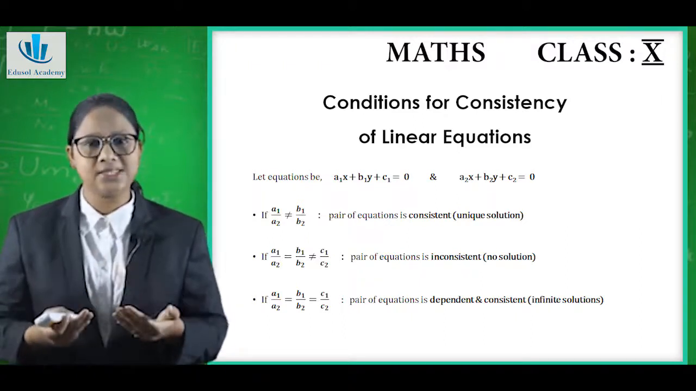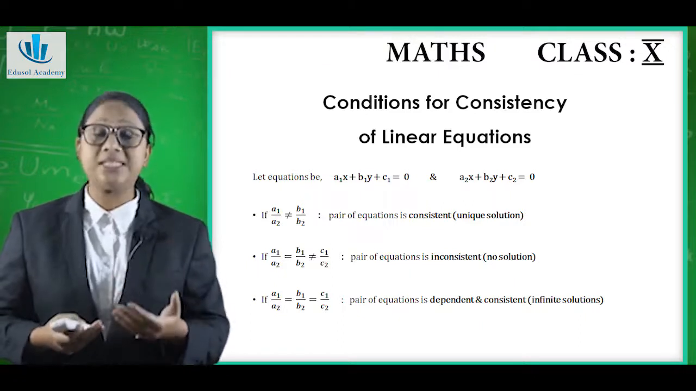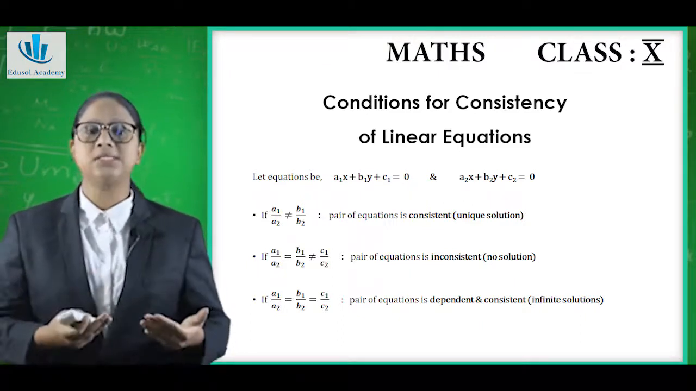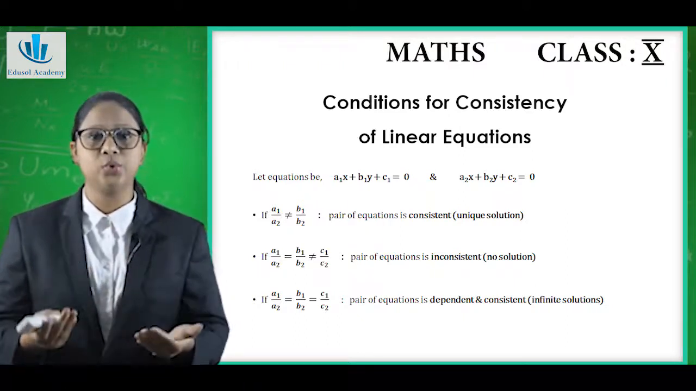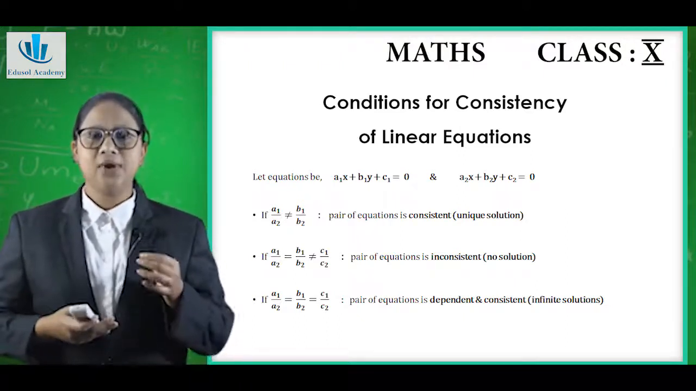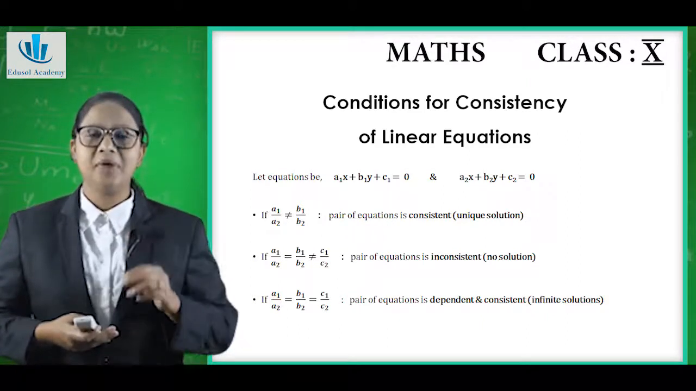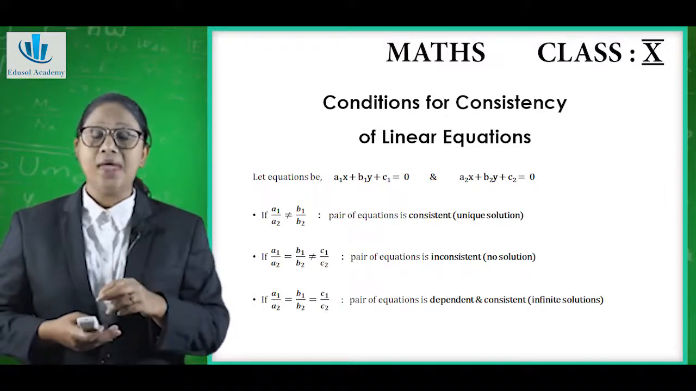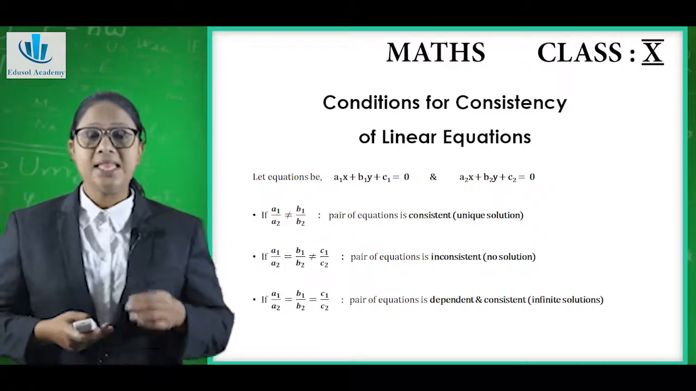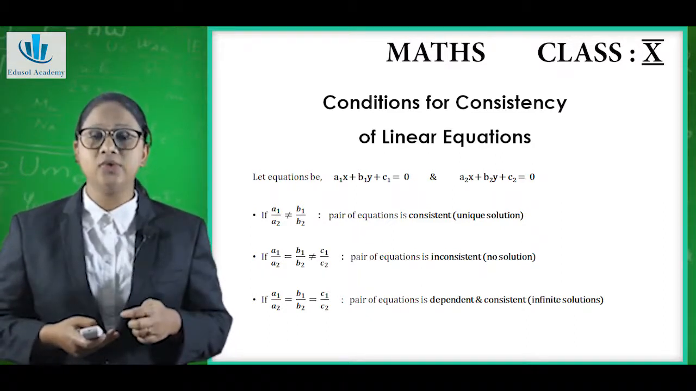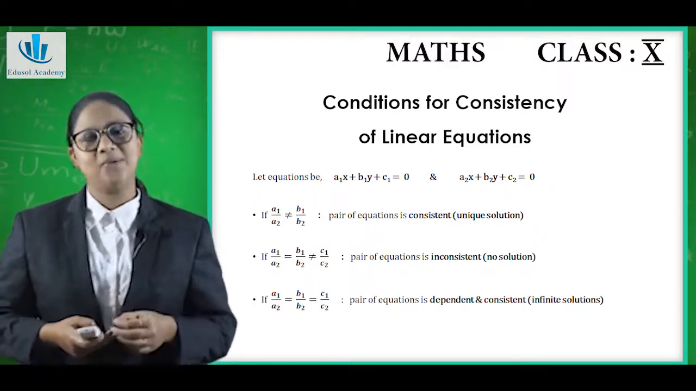Now there are certain conditions that an equation has to satisfy to be whether it's consistent or not. What do you mean by consistent? Consistency of an equation means the presence or the possibility of a solution. Inconsistent means the chance of having a solution is nil. So for a system of two equations, a1x plus b1y plus c1 is equal to 0 and a2x plus b2y plus c2 is equal to 0, in that we will have to take the values of a1 by a2, b1 by b2 and c1 by c2.